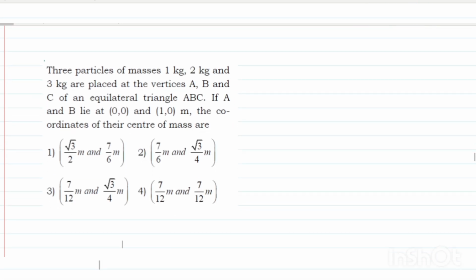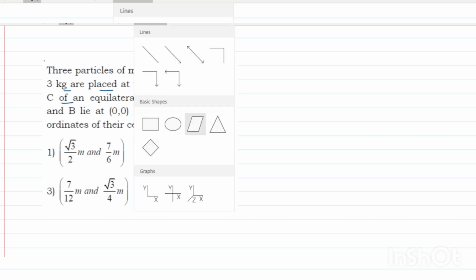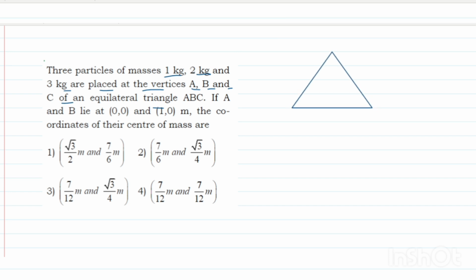Let us take the next question, students. Three particles of masses 1 kg, 2 kg and 3 kg are placed at the vertices A, B and C of an equilateral triangle ABC. A is lying at 0, 0 and B is lying at 1, 0, and C lies at some coordinates. Since it is an equilateral triangle, AB is 1 meter, and the other sides are also 1 meter.